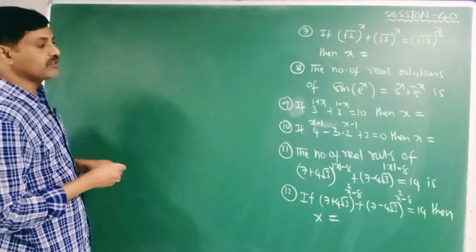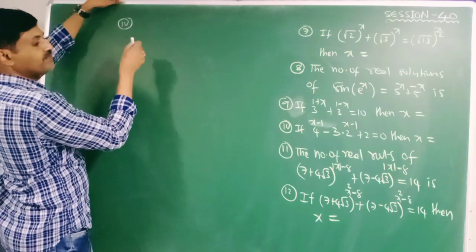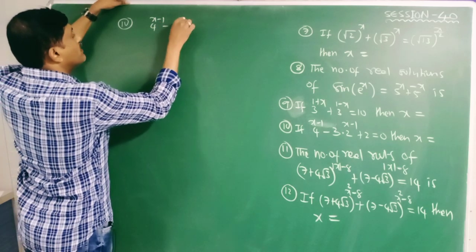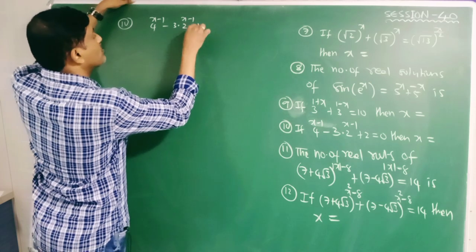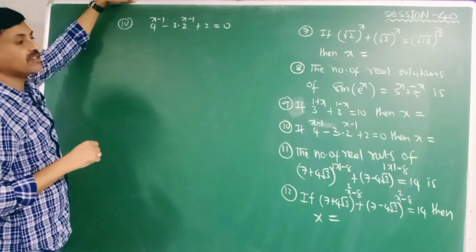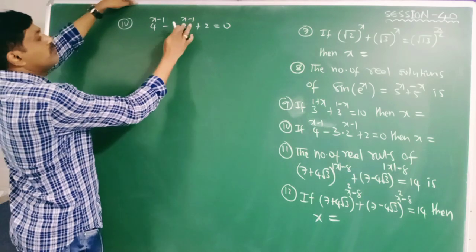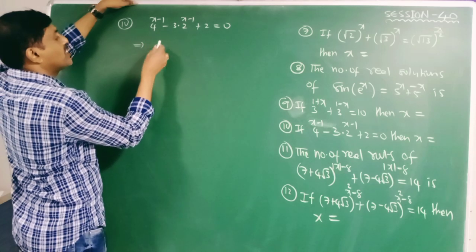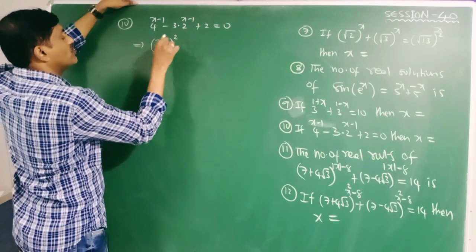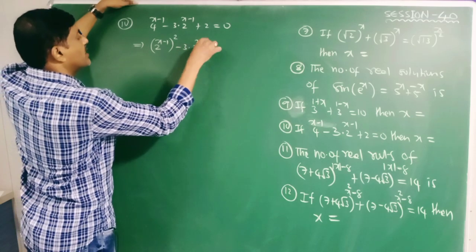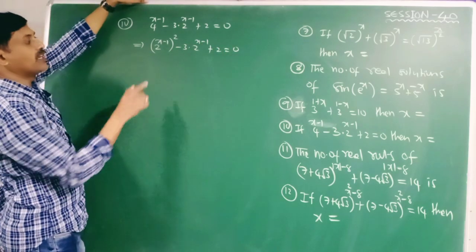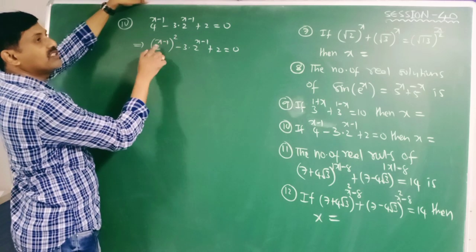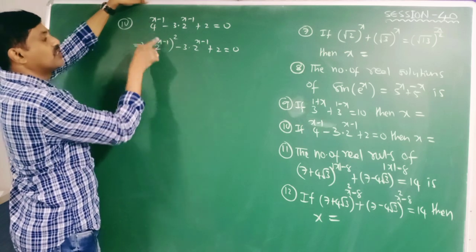Okay students, move on to the next question, which is the 10th one. If 4 power x minus 1 minus 3 times 2 power x minus 1 plus 2 is equal to 0, we have to find the solutions of x. Here 2 power x minus 1 is there, so we have to construct 2 power x minus 1 here also. You can write 2 power x minus 1 whole square minus 3 into 2 power x minus 1 plus 2 is equal to 0. A power m whole power n is a power m into n, so 2 power 2 into x minus 1 is 2 square whole power x minus 1. Both are the same.